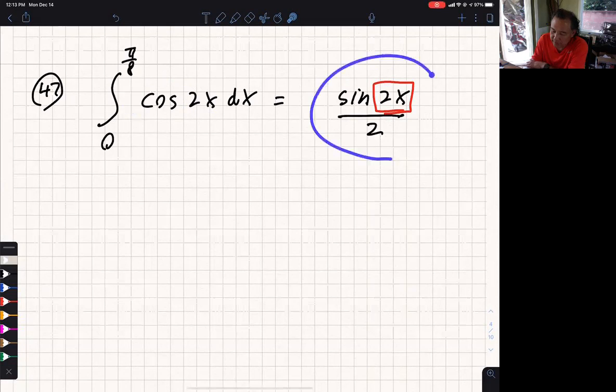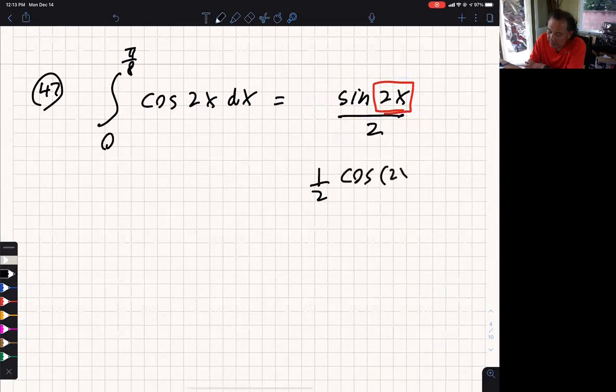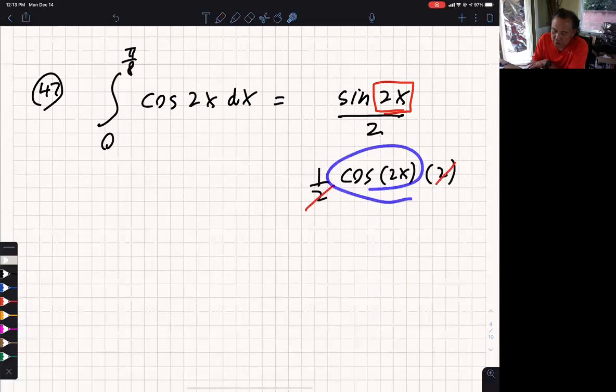So what's the derivative of that? It would be 1/2. I'm pulling that constant out in front. And what's the derivative of sine box? That would be cosine of box times the derivative of box, which is a 2. And those 2's cancel, giving you cosine of 2x. So this would be the antiderivative.